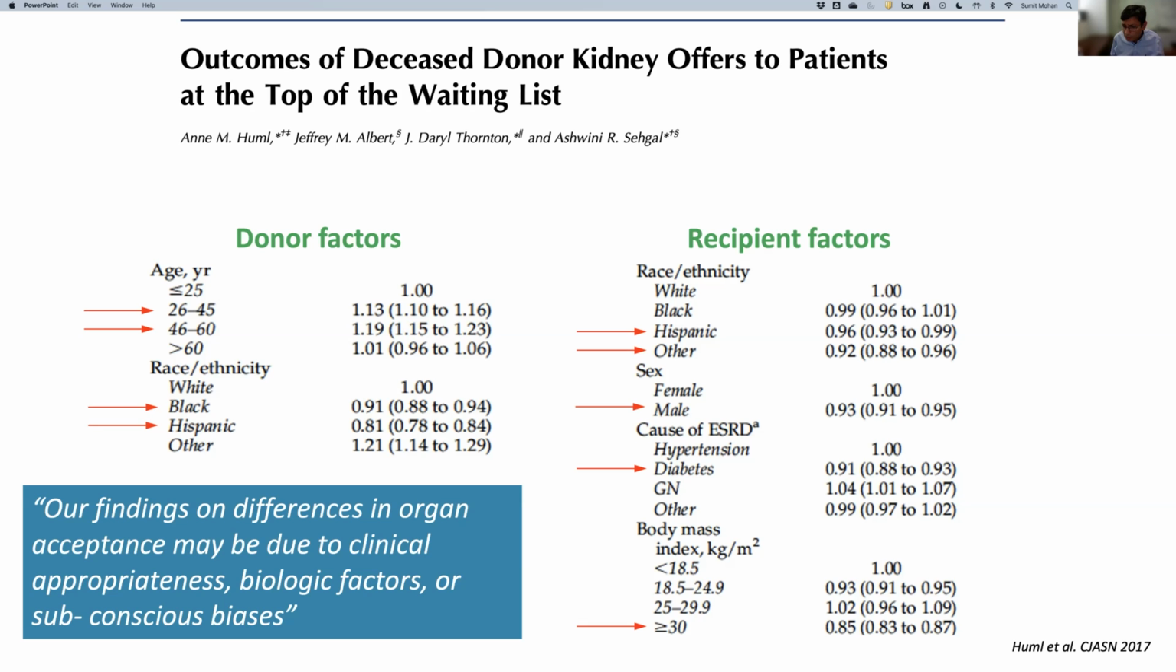So this is an analysis by Ann Hummel's group at Cleveland Clinic, where they basically showed that there are donor factors and recipient factors that appear to be driving these decisions that don't seem to relate to organ quality, right? Donor age, donor race, recipient factors such as gender, race, and their underlying comorbidities, including their weight, seem to influence whether an organ gets accepted or not, which is problematic, right? And I think they said it best when they said our findings on differences in organ acceptance may be due to clinical appropriateness. We can't discount that. That may be true. Biological factors, perhaps, or perhaps more concerningly, subconscious biases. Now, what does that mean?